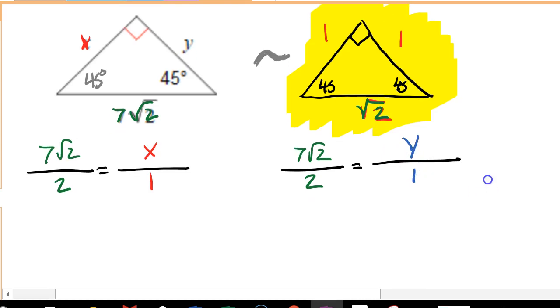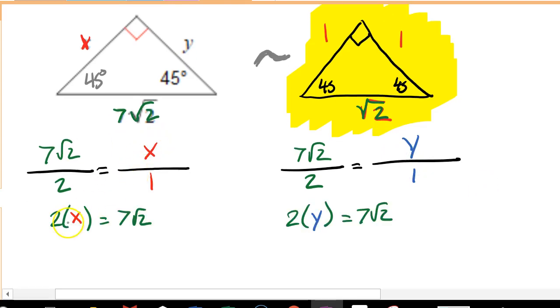We will cross multiply to help us solve here. 2 times x is 2x. 7 root 2 times 1 is 7 root 2. We would divide both sides by 2, giving us x is equal to 7 root 2 over 2. I can't divide the 2 underneath the square root and the one that's outside. I would only look to divide the 7 and the 2.